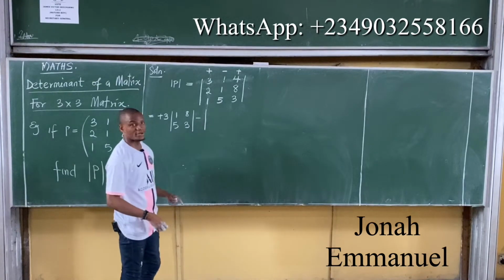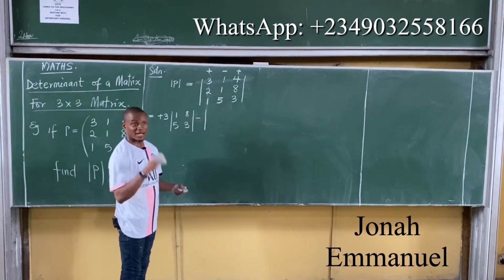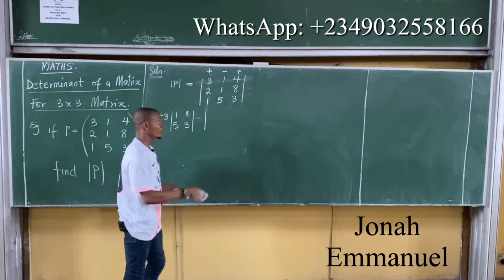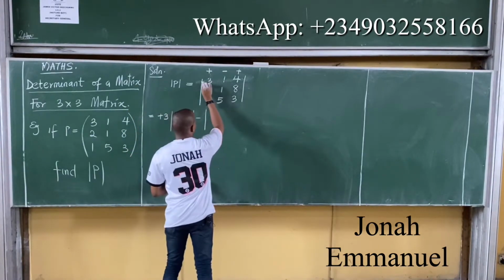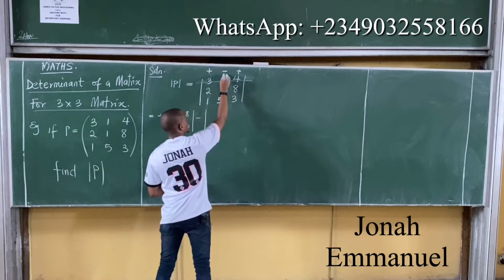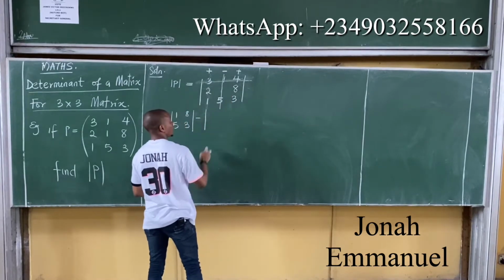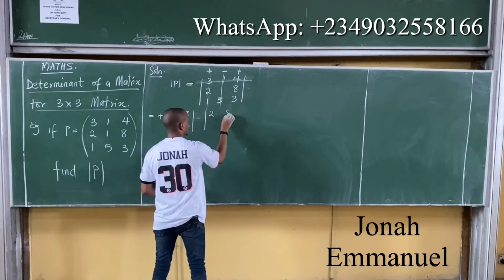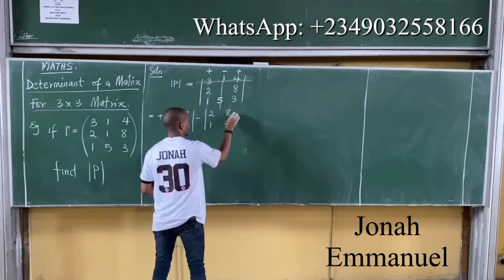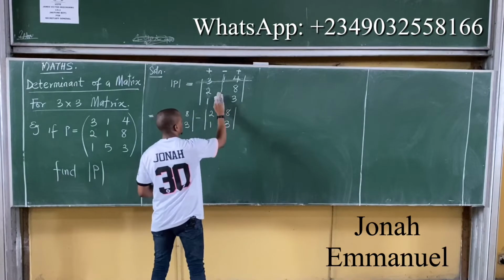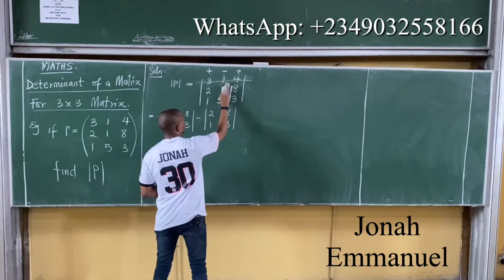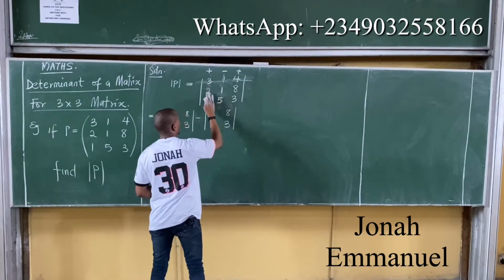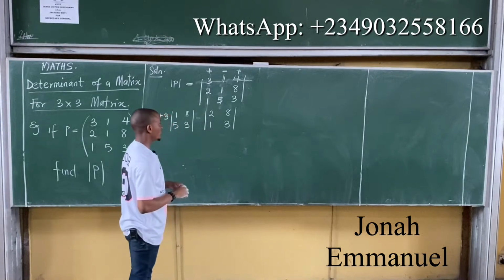Alright, for 1, repeat the same process. Cancel the row, cancel the column. For 1 here, I'll cancel the row and the column. What's left there? 2, 8, 1, 3. I'm done with this, so I'm done with minus 1.